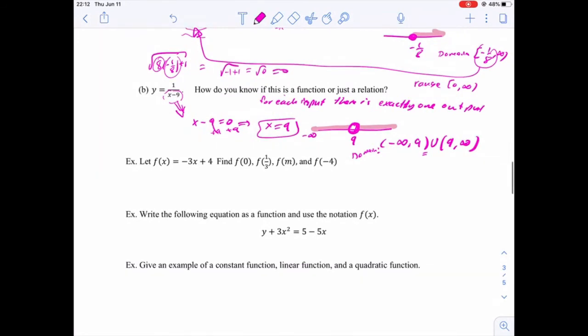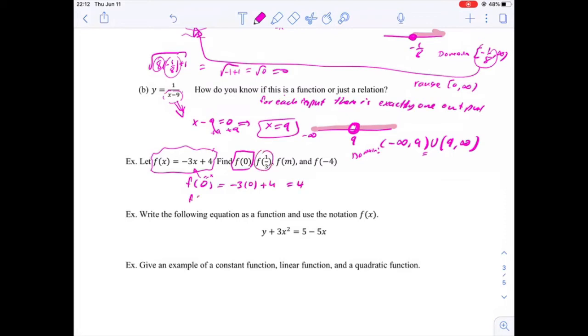Now another problem. If we know that we have a function, it's a good idea to write it as a rule. For example, f of x equals -3x plus 4. This is a rule for a function. And if we know the rule, then we can find the value of the function at some points. For example, here, f of 0. That means the value of x is 0. So we just plug 0 into this formula or rule, and we get 4.